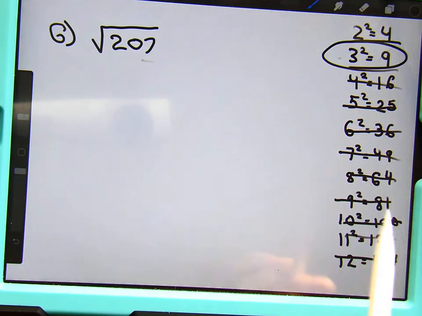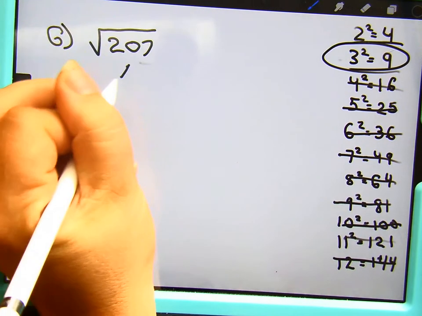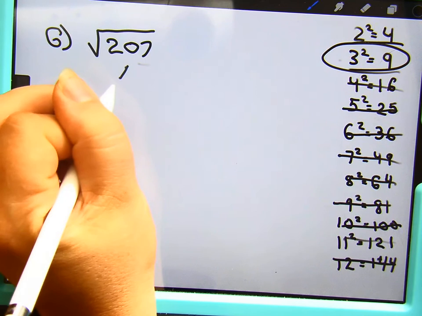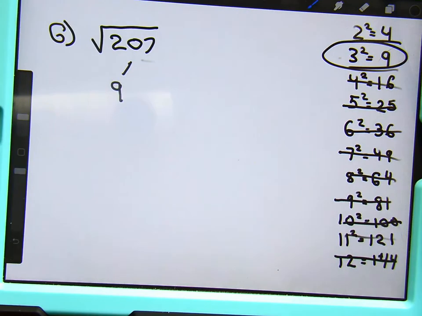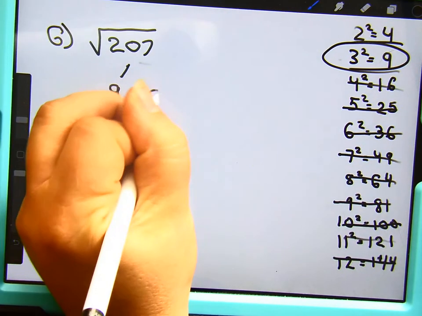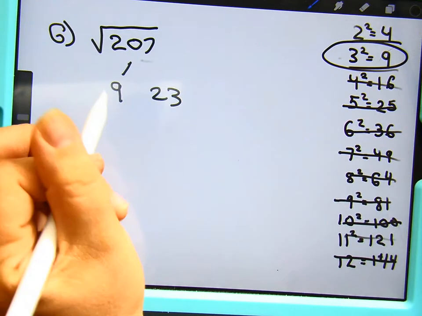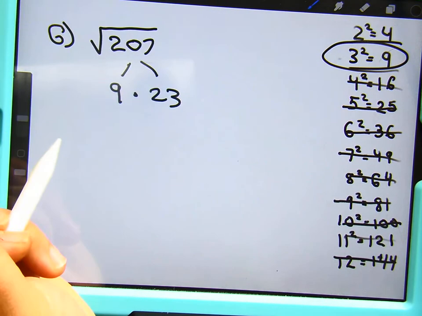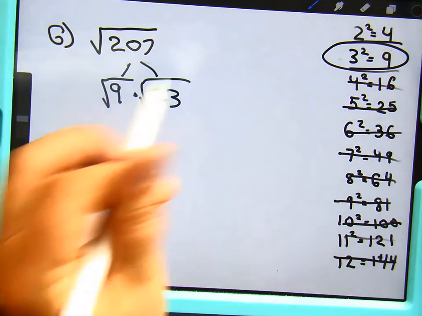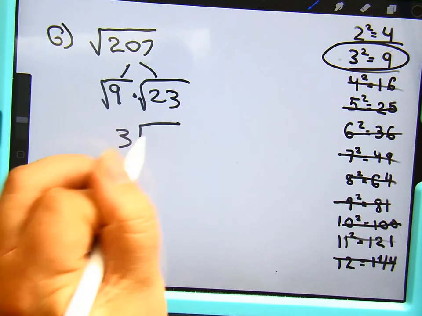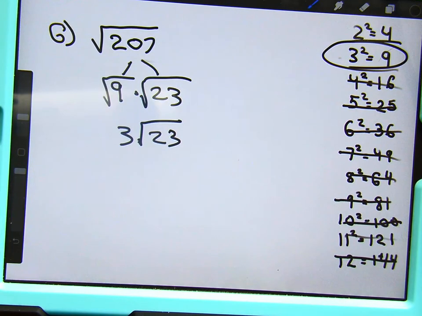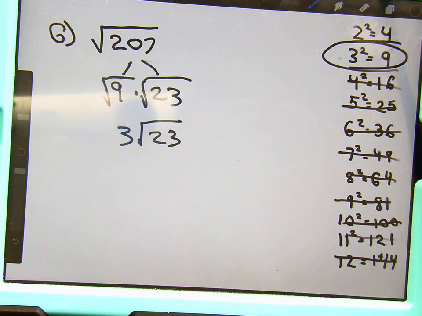So, well, let's try 9 and see what we get. So what is 207 divided by 9? And you get 23. So there's our factor. Square root 3, square root 23. So again, this is a way to go about to simplify radicals and to help with any of those situations. And overall, I hope this helped.